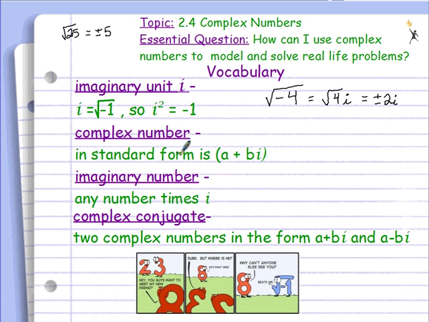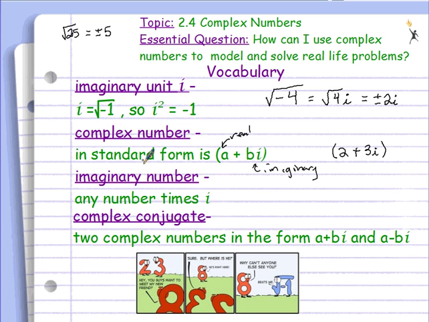So a complex number is a number that has both a real part and an imaginary part. A complex number has two parts to it: a real part and an imaginary part. Sometimes that looks like, for instance, 2 plus 3i. So there are two parts to this number: a real part, which is my 2, and then the imaginary part, 3i. That is what a complex number is.